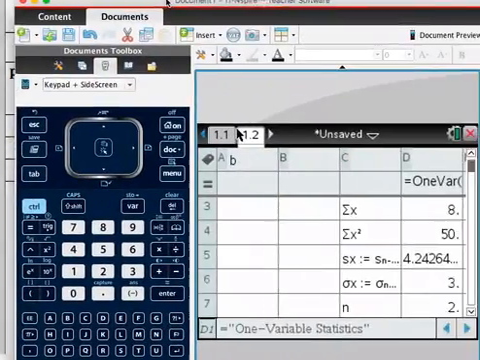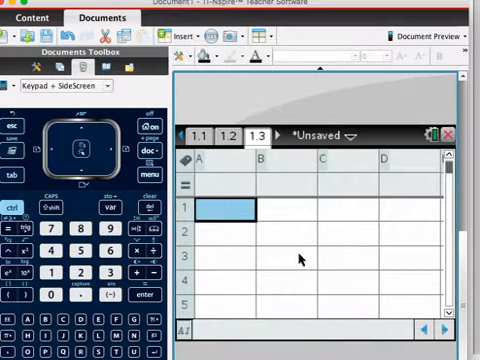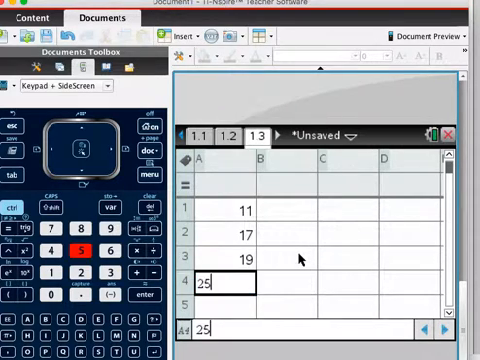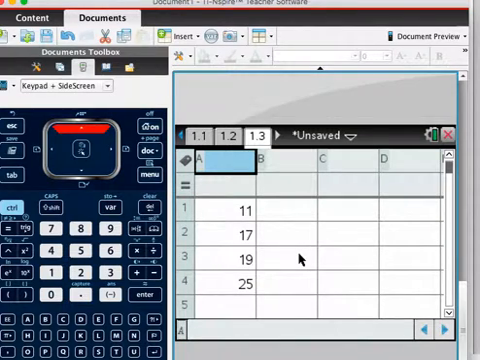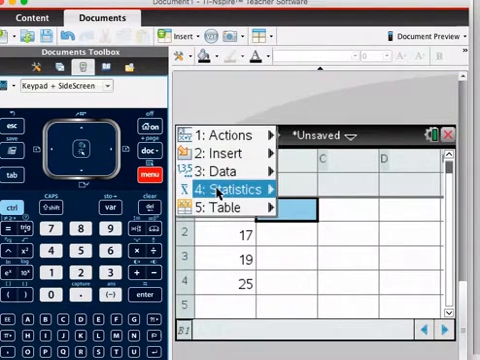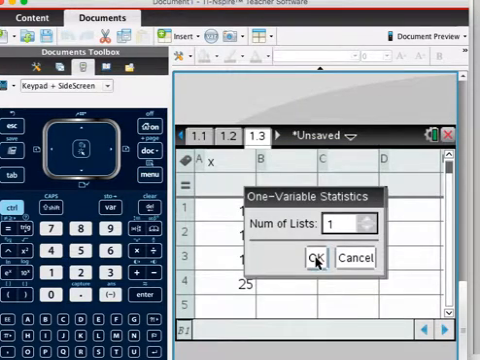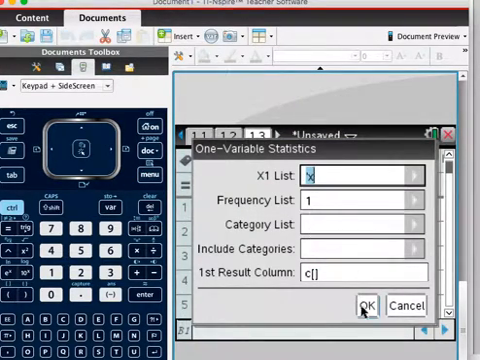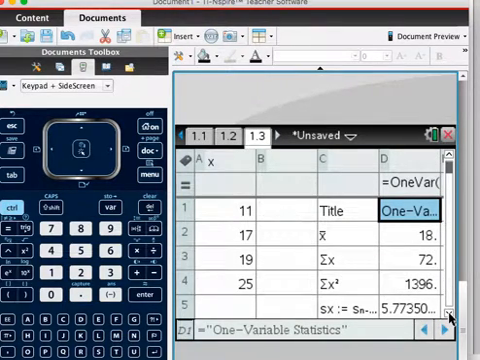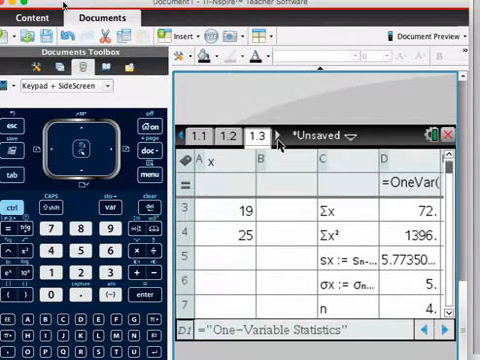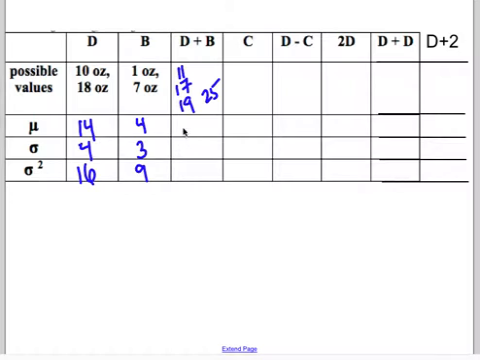So go to your calculator. We're going to enter 11, 17, 19, and 25. I'm not going to type in D plus B just because the calculator might wig out, so I'm just going to use X. Then Menu, Statistics, Stat Calculations, One Variable Stats, and I called it X. Hit OK. All right, the average is 18. The standard deviation is 5.